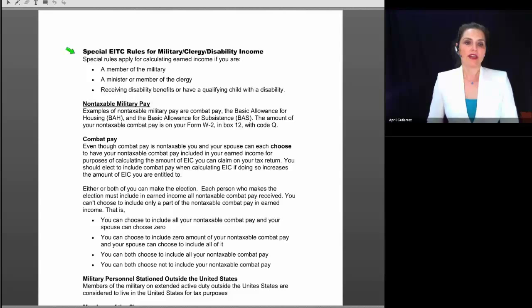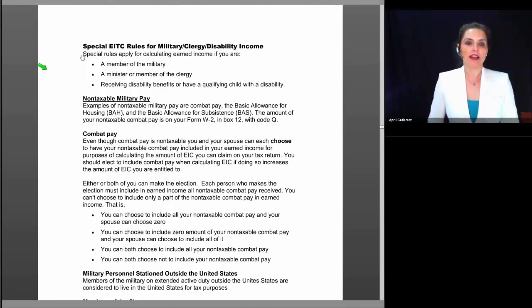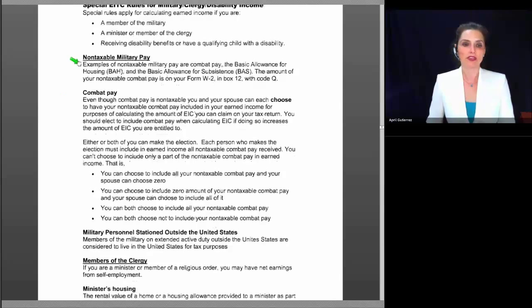All right, there are some additional special rules that apply for military, clergy, and people who have disability income, or in some cases, disabled dependents. And so if you're a member of the military, if you are a minister or a member of the clergy, or if you are receiving disability benefits, or you have a qualifying child who has a disability, there's some additional special rules that you should know about.